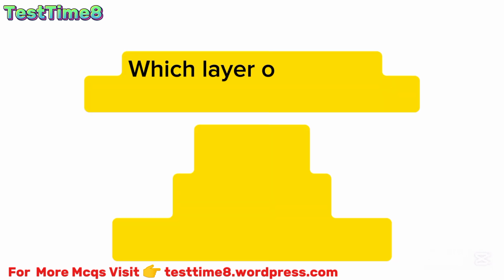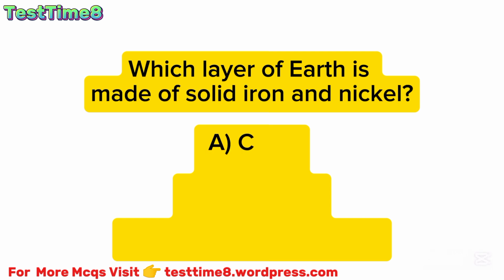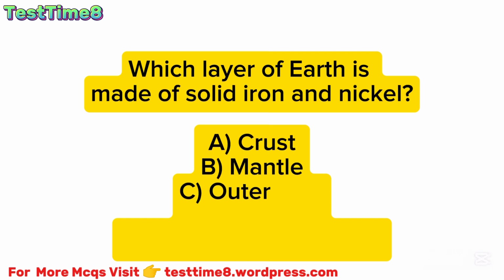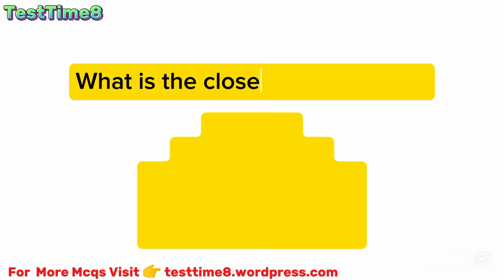Which layer of Earth is made of solid iron and nickel? A. Crust, B. Mantle, C. Outer core, D. Inner core. Answer: D. Inner core. What is the closest star to Earth?